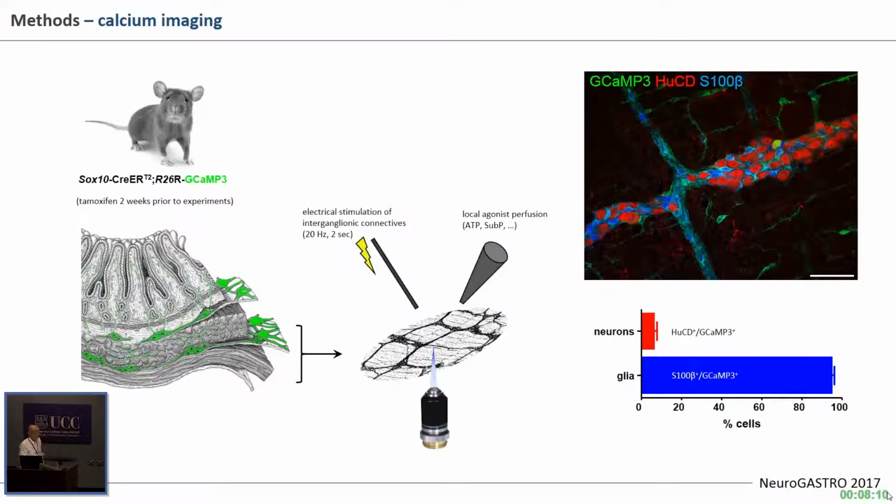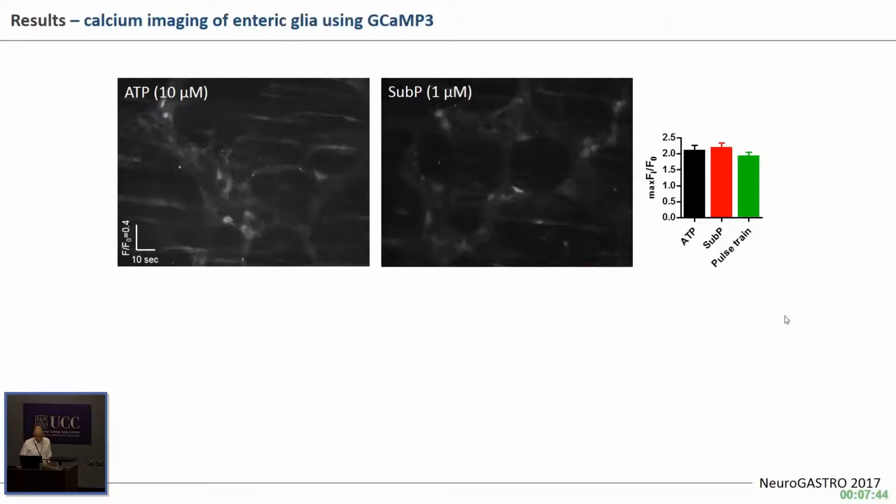The first set of experiments I would like to show you is to make sure that our mouse model is working, and we can do calcium imaging in this animal model. We used local agonist perfusion, using substances to activate glial cells, ATP and substance P. We also used electrical stimulation of enteric neurons, with trains of electrical pulses conveyed to the interganglionic connectives using focal electrodes. In these two movies, you can see that the system works pretty well. You first see local perfusion of ATP, and you see activity throughout the glial network, and there's one neuron here expressing the GCaMP molecule as well, but mostly glial cells are nicely responding.